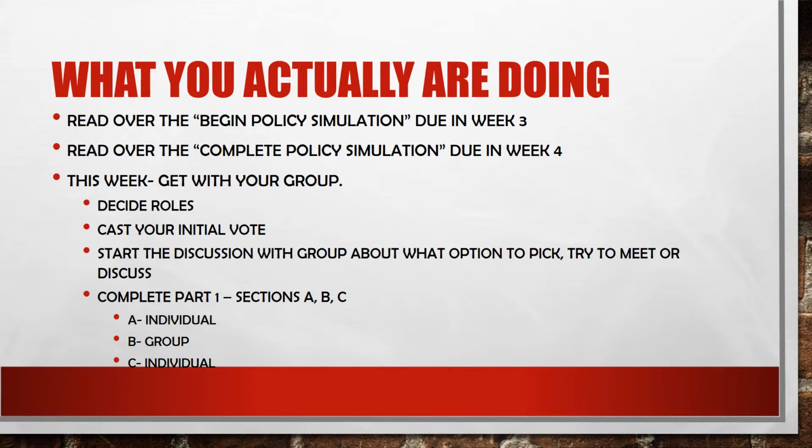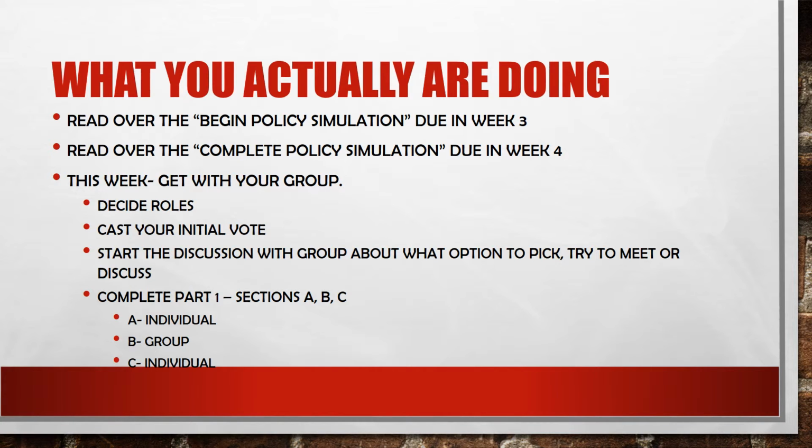Okay, so here's what you're actually doing, because I know it's very tough to decipher this. This week I need you to read over the begin policy simulation, but I also want you to read the complete policy simulation in week 4 so that you can see how they build upon one another. This week, get with your group, decide your roles, read through the postings and through the assignment, cast your initial vote, start your discussion with the group about what option to pick or try to meet. I would prefer that you try to meet, but if you cannot do that, then at least start the discussions in the general discussions area. You have to do that at minimum, but you really should try to meet.